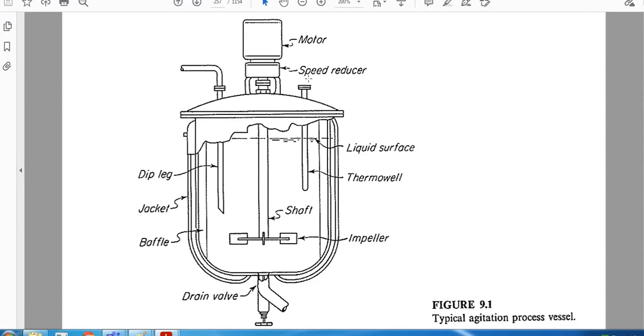Now what is the speed reducer, sir? It is a gearbox, as I said, because all the electric motors will be rotating at 1400 RPM. So if you directly give the torque to the shaft, what will happen? The liquid will be moving with a high force, high circulatory force because of centrifugation, and all the liquid goes away from the center. We don't want such kind of things.